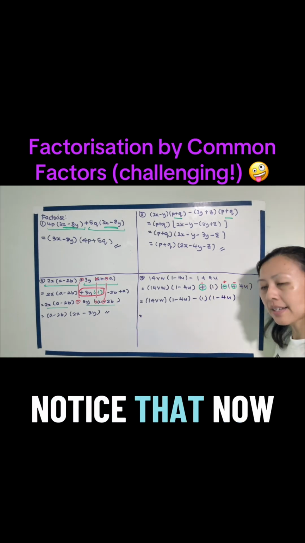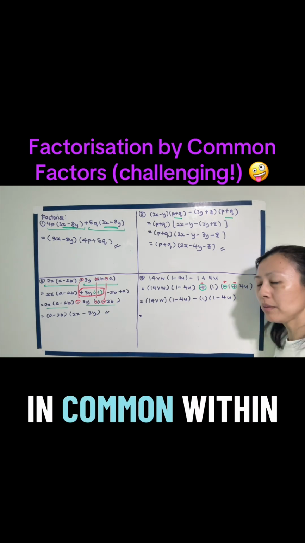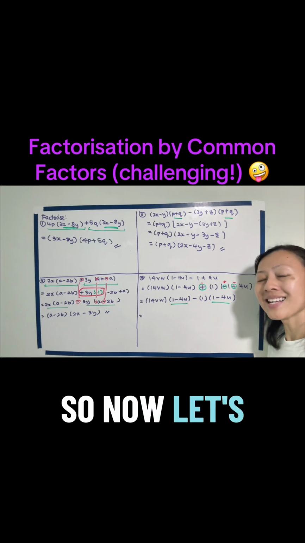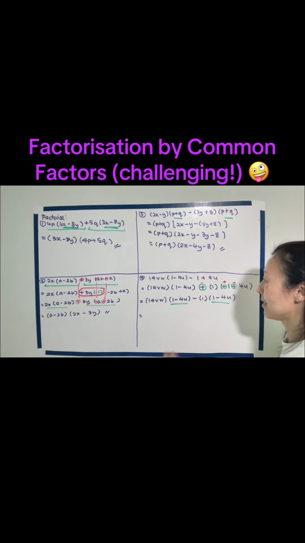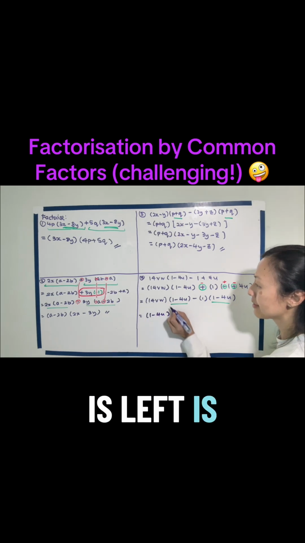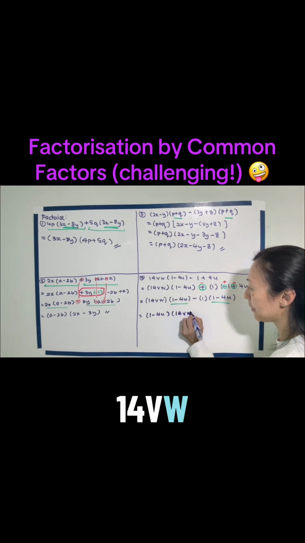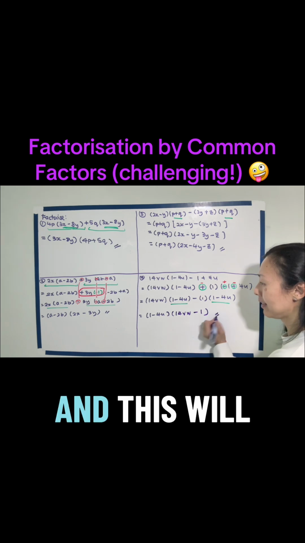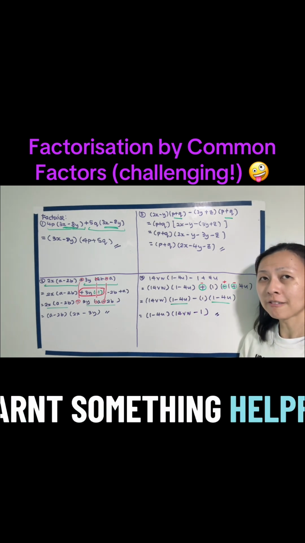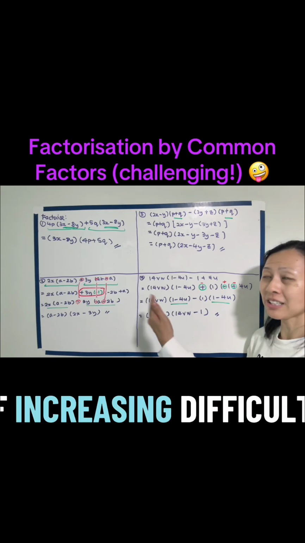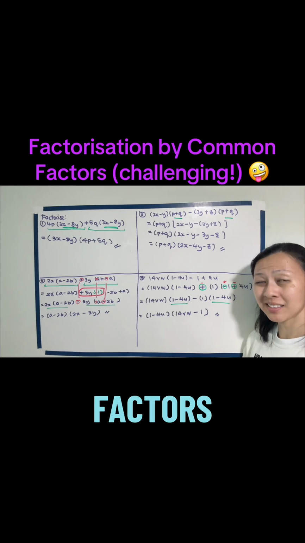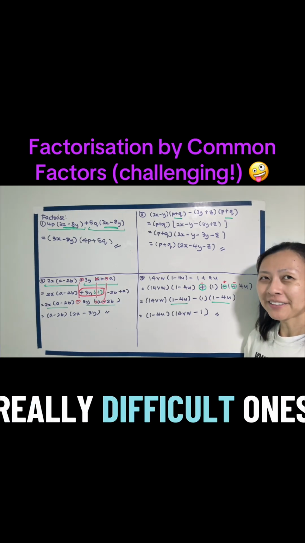Now, do you notice that now we have something in common within each product? So now let's extract out the common factors. We have 1 minus 4u, and then what is left is 14vw take away 1. And this will be our final answer. So I hope that you have learned something helpful from these 4 examples of increasing difficulty with regards to factorization of common factors, really difficult ones.